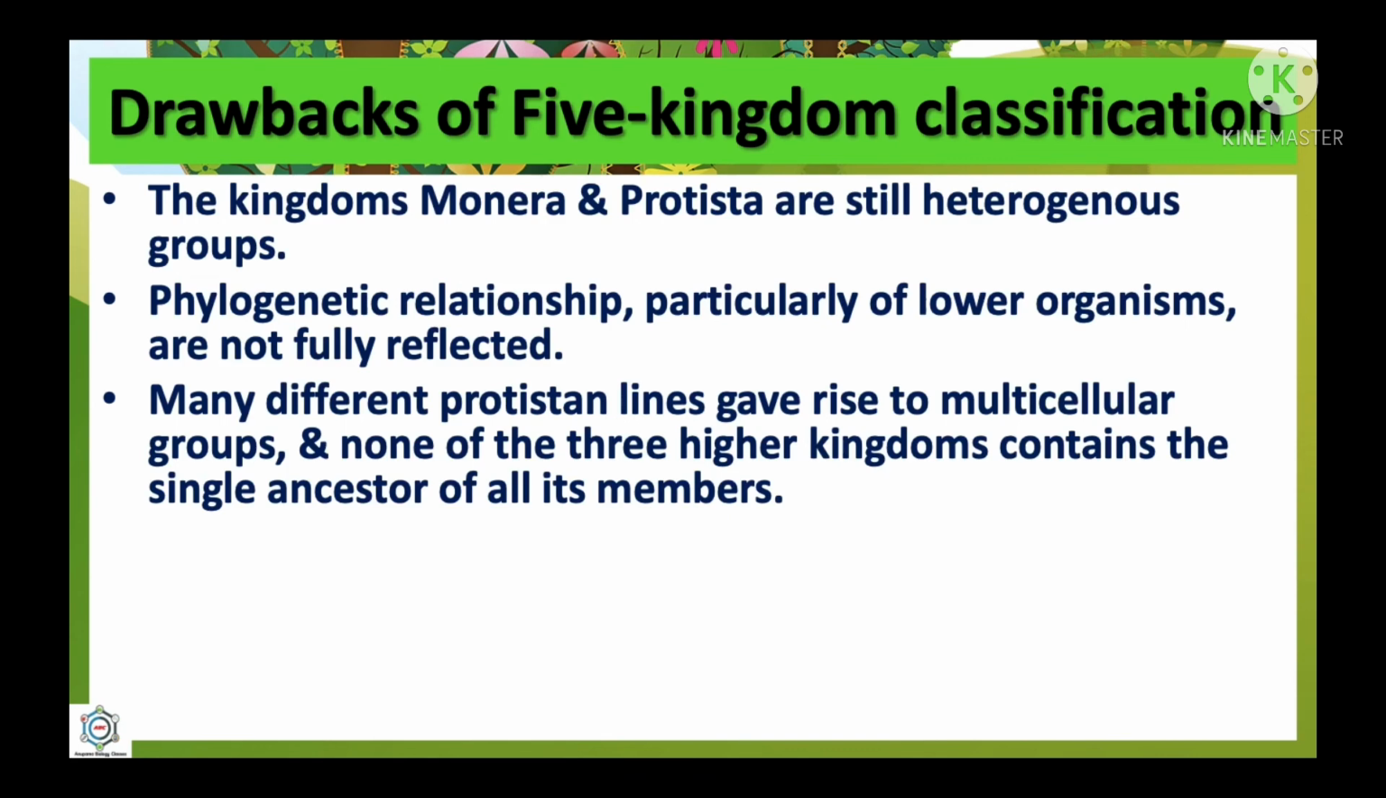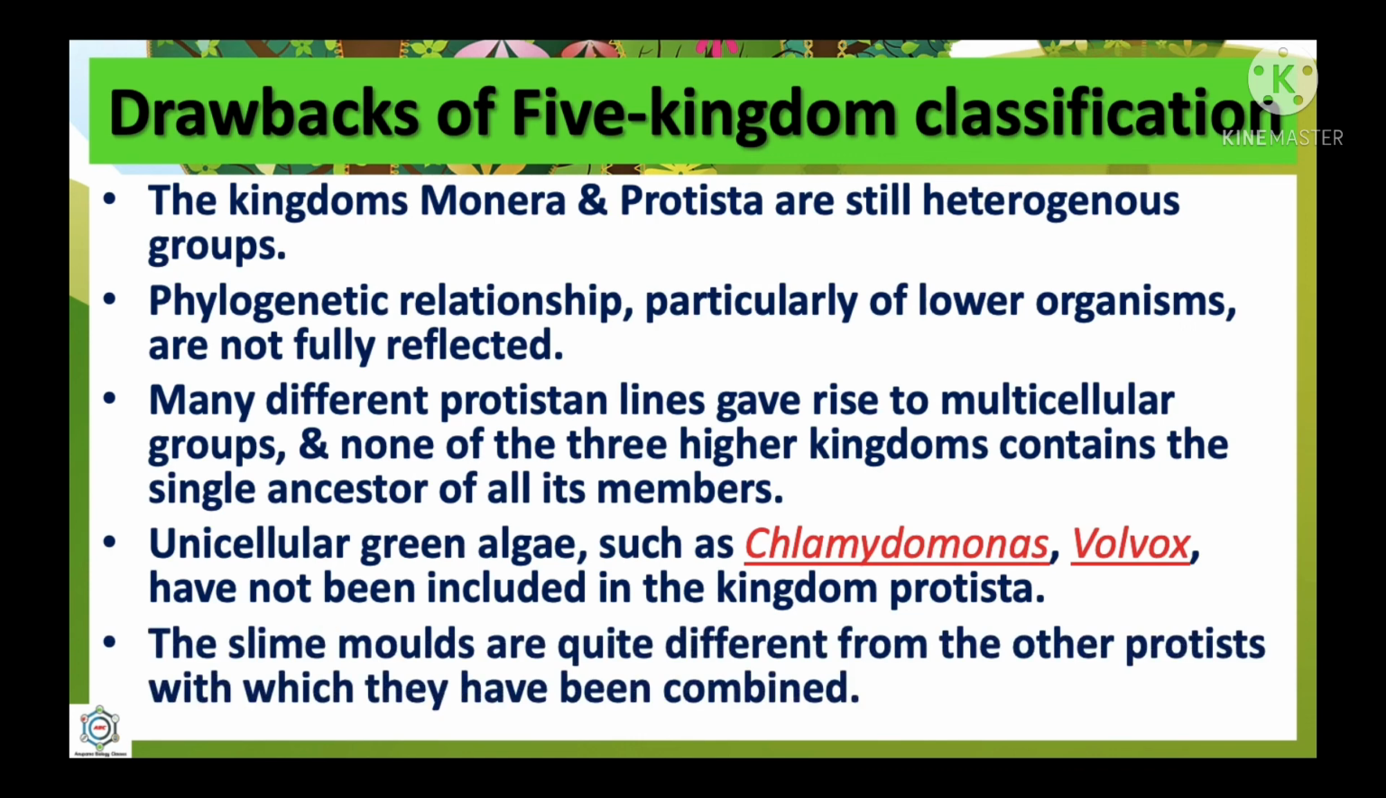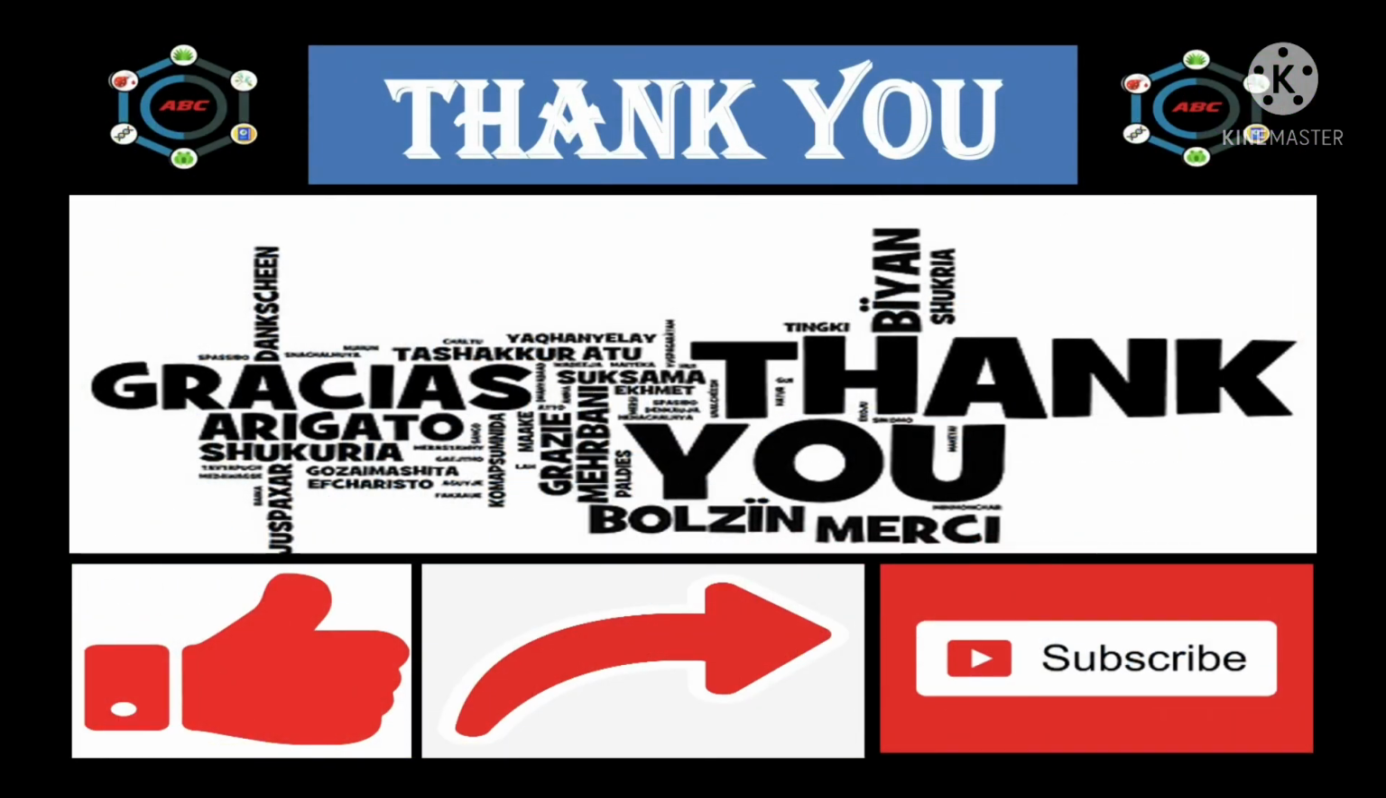So, multicellular lines originated from Protista, at least 17 times, thus each kingdom is polyphyletic. Unicellular green algae such as Chlamydomonas and Volvox have not been included in the kingdom Protista. This is due to their resemblance to the other green algae in structure, reproduction and life cycle patterns. And the last is that slime molds are quite different from the other protists with which they have been combined. So this is all about the two kingdom and five kingdom system of classification.